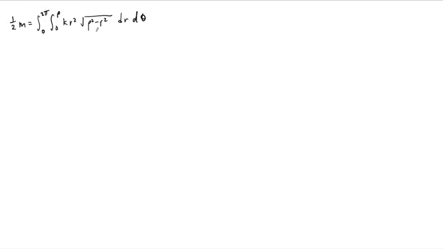Well, we've got r squared here, dr. This is what we're computing, the inner integral first. By the way, this whole thing is separable. So what we can do is pull out the theta integral, and the k can go with it.